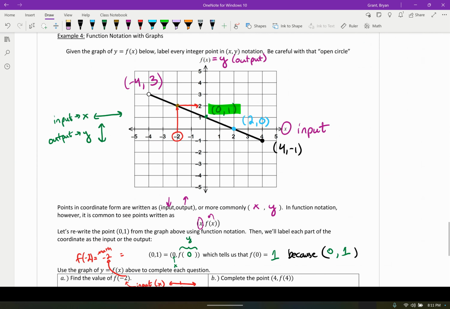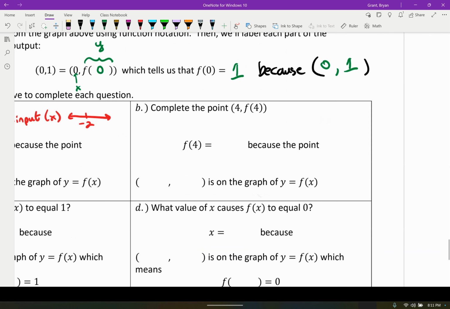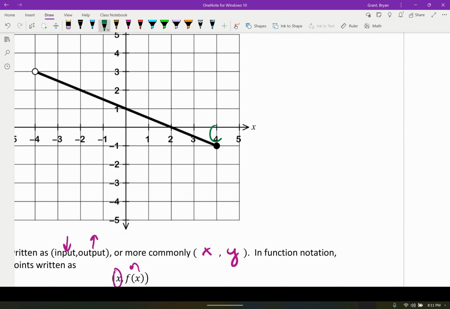So I'm going to quickly erase the rest of my points, even though you can keep them there if you'd like. But I think this kind of clean picture will give us a better idea of what we're trying to do here. If you already labeled yours, keep them. That's fine. So complete the point (4, f of 4). Well, we already know 4. That's given to us. We want to know, though, what is the output when you substitute 4 into this invisible formula. So let's find 4 on the x-axis, right? That's our horizontal axis. Let's see, 4 is right here.